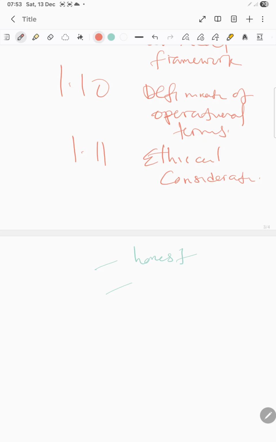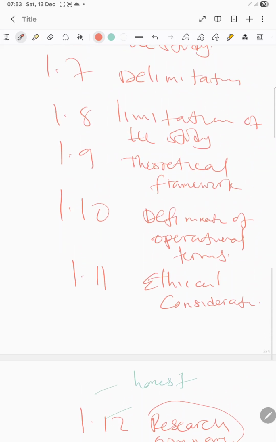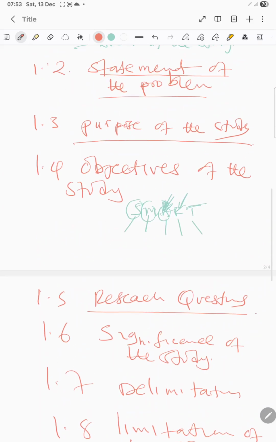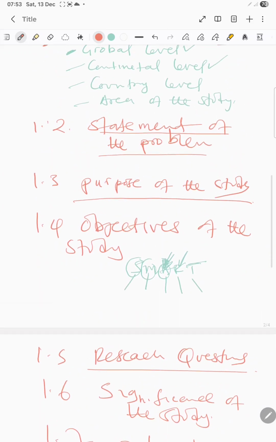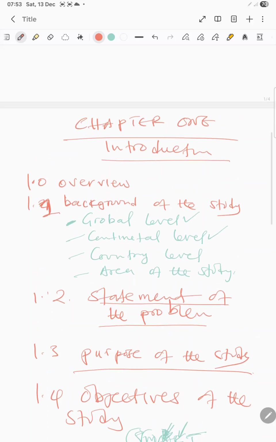Lastly, but not the least, we have what we call 1.12. 1.12 in the research is called the research summary. This is where you conclude the chapter, which is chapter 1 in this case, and say what you have written in this chapter. So you just state what you've written in this chapter.